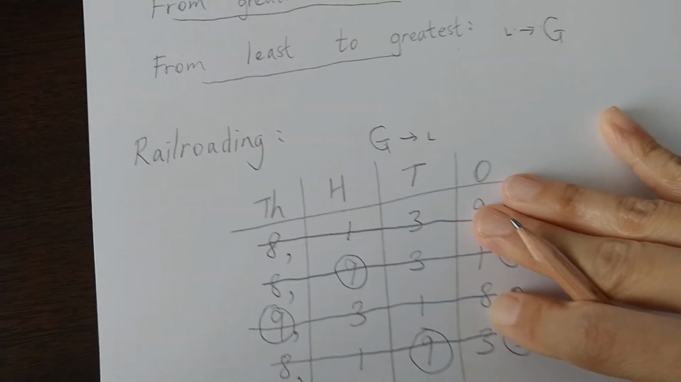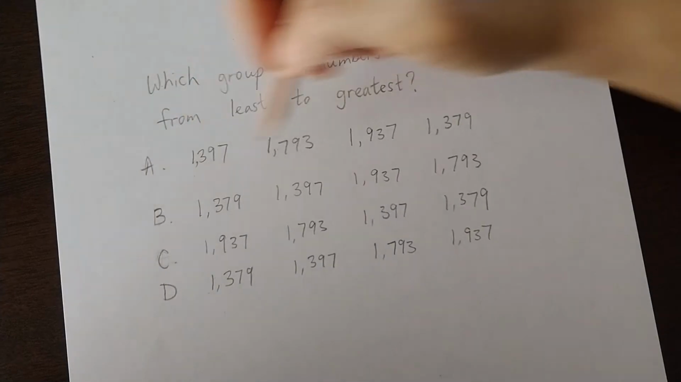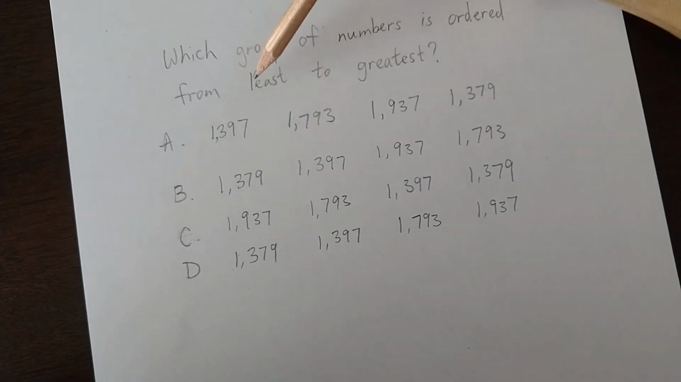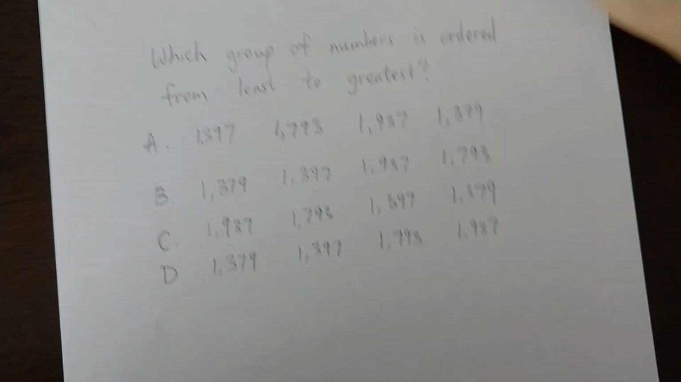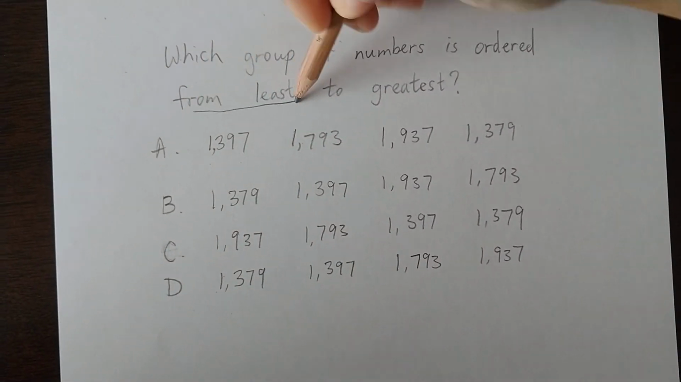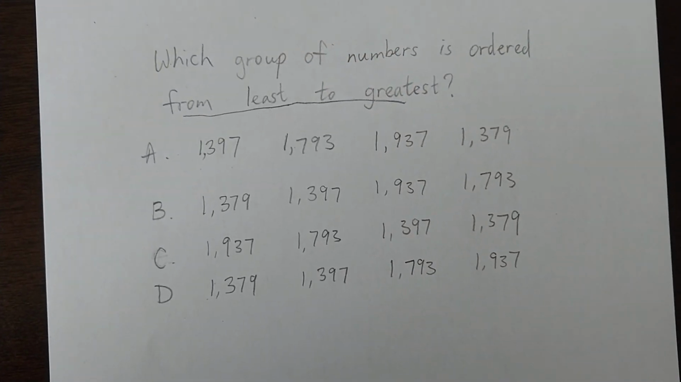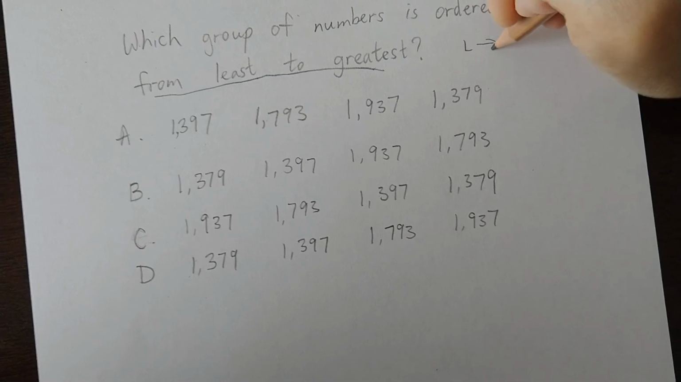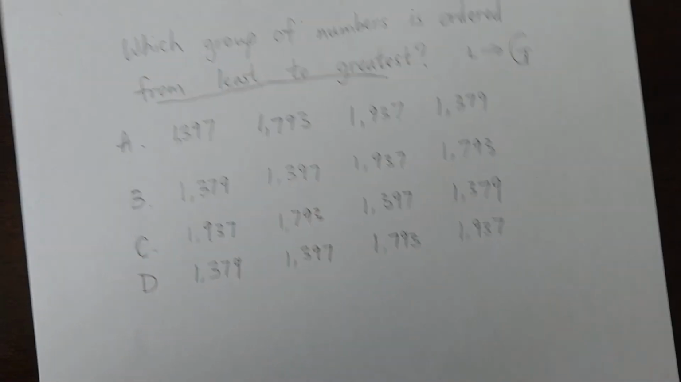And sometimes we will see questions like this. They will give you groups of numbers and ask you to order them either from least to greatest or greatest to least. Once again, the first thing they should do is underline what they're looking for, from least to greatest or from greatest to least, and write L to G here.